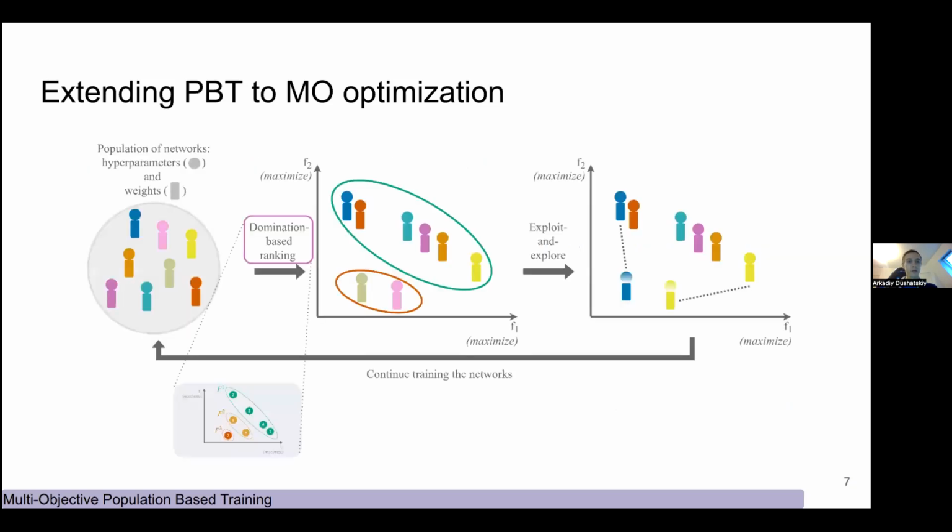Then go the orange solutions, and then go the red ones. And now we can apply this domination-based ranking technique to PBT. And this makes PBT a truly multi-objective algorithm. So in general, it works exactly like single objective PBT, but we use a generally multi-objective ranking procedure.